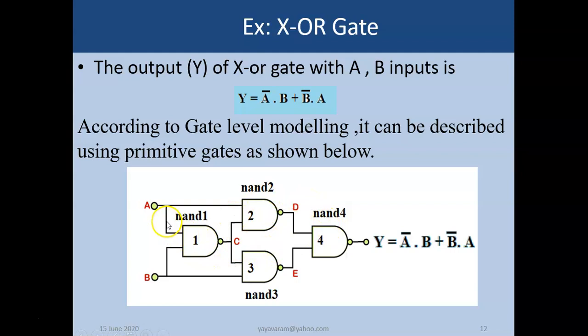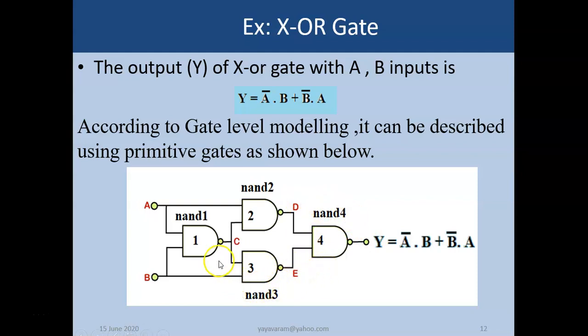Remember the inputs to the NAND 1: A, B are the inputs, C is the output. Similarly for NAND 2, A and C are the inputs, D is the output. NAND 3, C and B are the inputs, E is the output. NAND 4, final, Y is the output, D and E are the inputs.